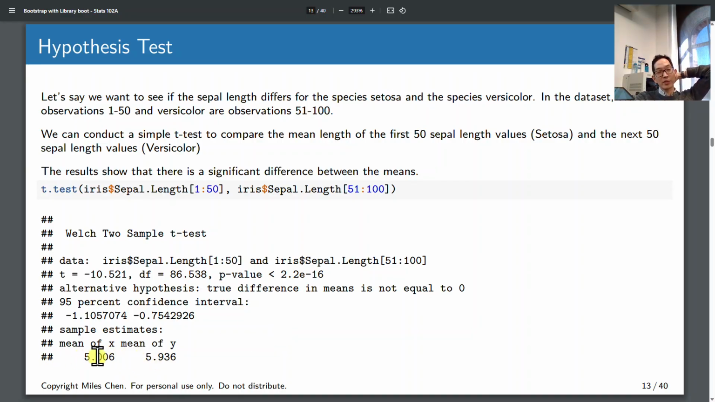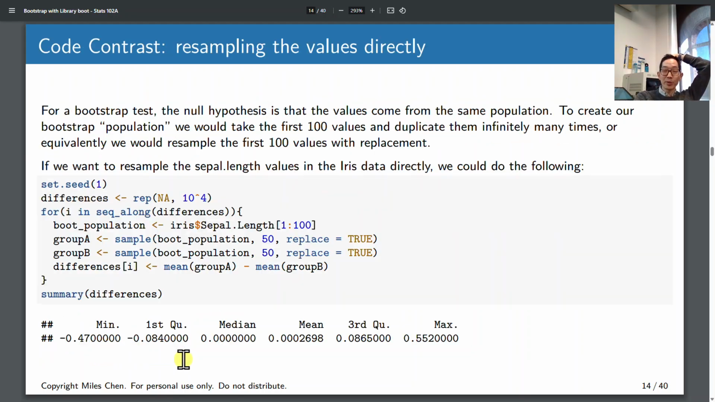The mean of x is 5.006 and the mean of y is 5.936, so I'm getting a difference of negative 0.93. In my 10,000 observations, not once did I get negative 0.93. The most negative difference I got was negative 0.47, and the most positive difference was 0.552. So nowhere did I get anywhere close to 0.93. That would be evidence that my difference seems significant. But here I resampled my data directly.